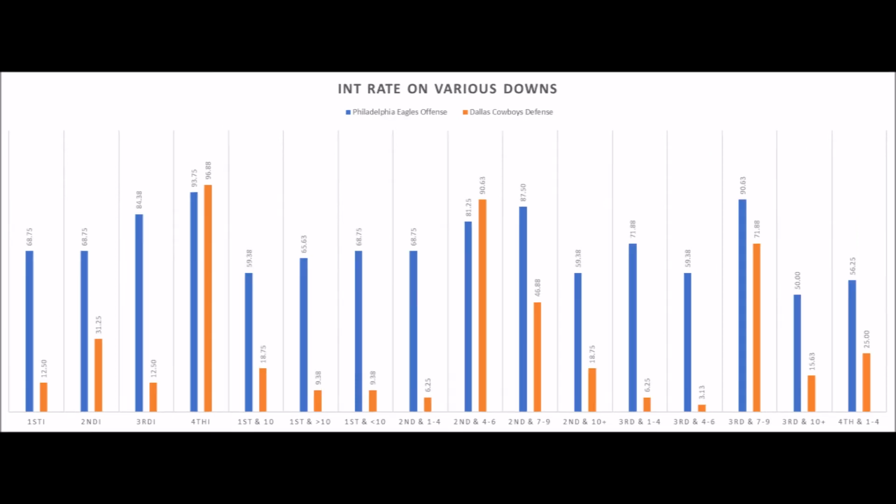And then finally, we get to the Eagles' offense versus Cowboys' defense, where the Eagles are favored on first, second, and third down. So it's very unlikely that the Eagles might throw an interception, although with the new quarterback in place, it definitely is a possibility.